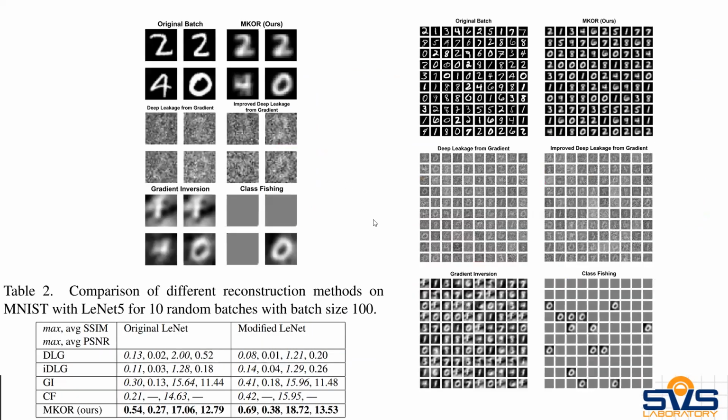And this is the MNIST dataset with the Net5 network with 100 images per batch. Again, the upper left is the original input, the upper right is the MKOR reconstruction, and the rest are the reconstructions from other benchmarks: deep leakage from gradient, improved deep leakage from gradient, gradient inversion, and class fishing. Again, our reconstruction is clearer with lower error.